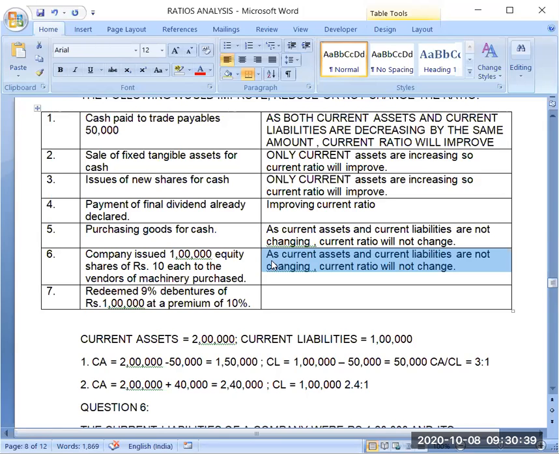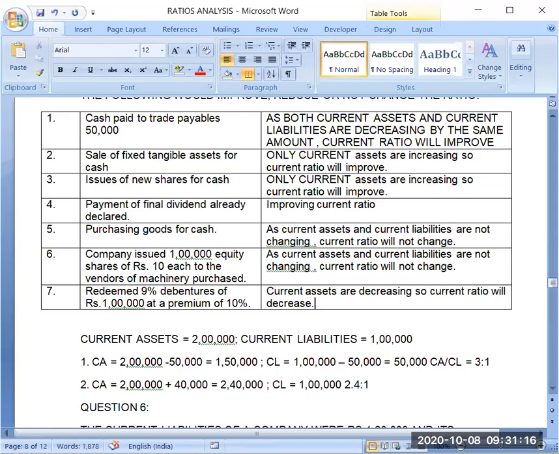So current liabilities will remain the same and current assets will decrease. That's why, because your numerator is decreasing, your answer can be that the current ratio will decrease. Current assets are decreasing, so the current ratio will decrease.